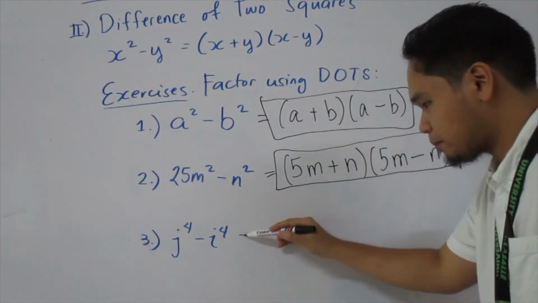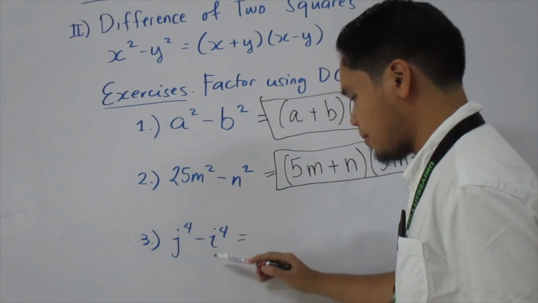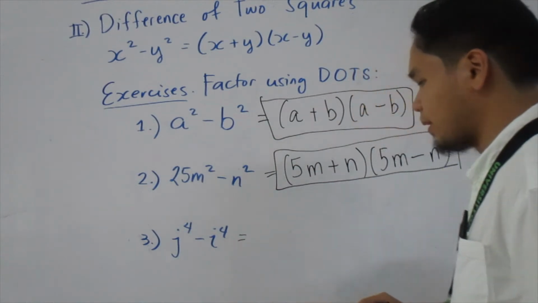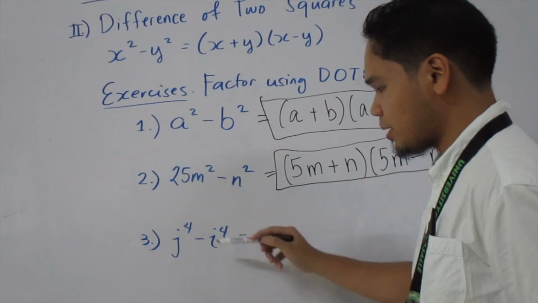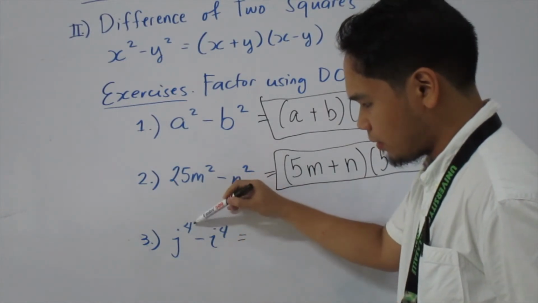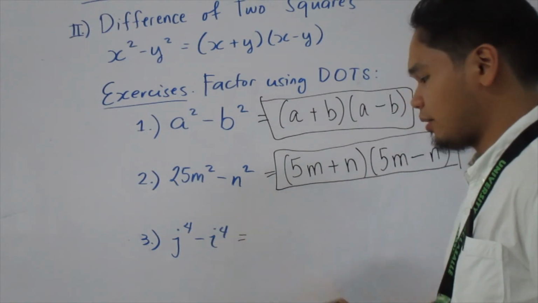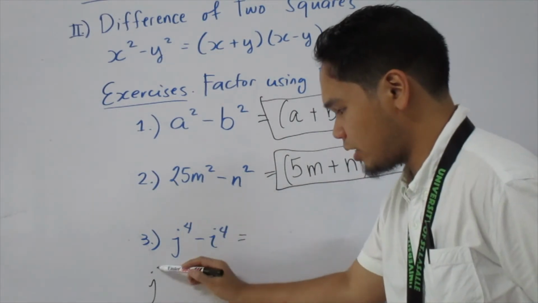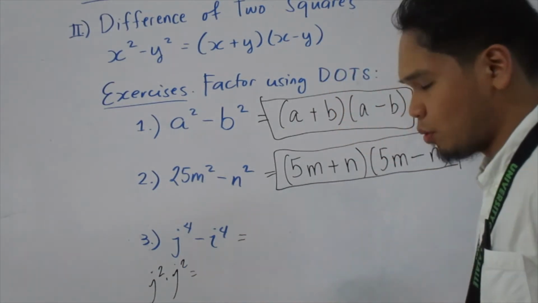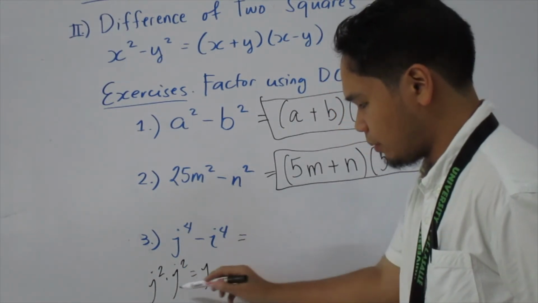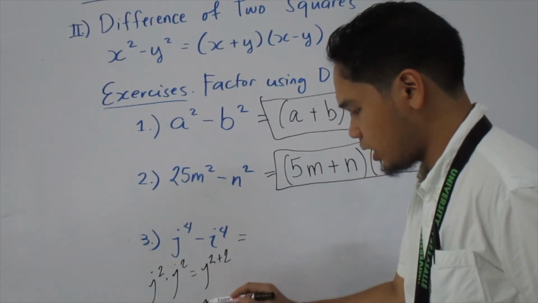And number 3, well, we can see some improvement here. We have j to the 4th minus i to the 4th. So what happens if we're going to get the square root of j to the 4th? Simply, we're just going to divide this 4 by 2 to get the perfect square. You can just imagine j squared times j squared by the product rule of exponents. The bases are the same, so you can just add the exponents. That is j to the 4th.